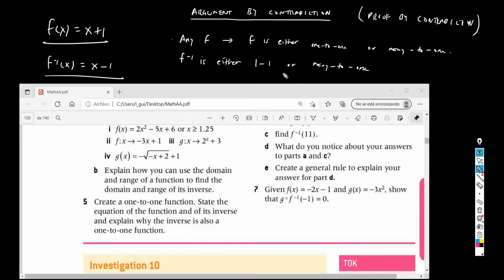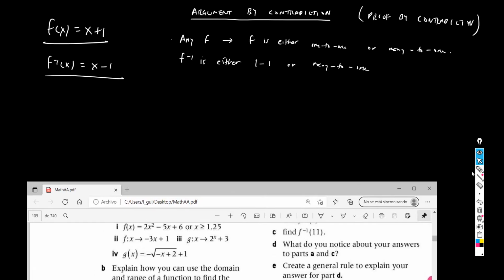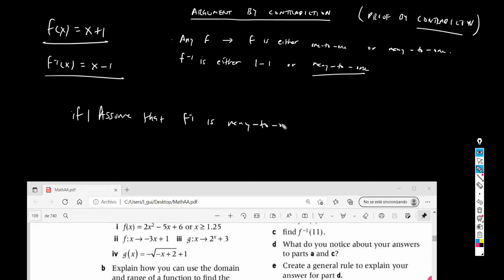And this is the cool part, guys. This is where the whole thing of contradiction comes into play. I'm going to demonstrate to you that f inverse, if I assume that it can be many to 1, let me write that down. If I assume that f inverse is many to 1, this leads to a contradiction. It's going to lead me to a contradiction.